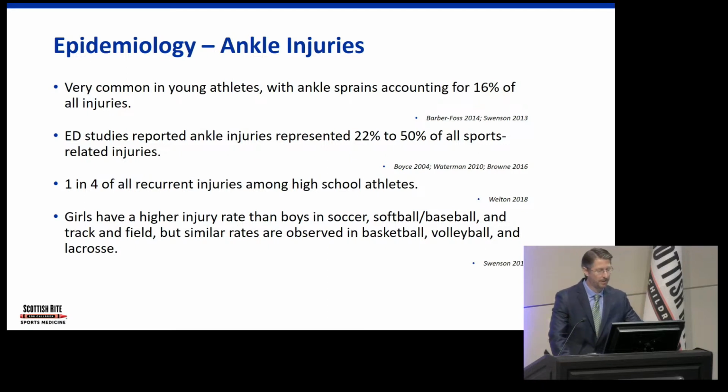We all know ankle injuries are common. We see them a lot, especially in young athletes. Ankle sprains are 16% of all injuries amongst young athletes. In the emergency department, ankle injuries represent between a quarter and half of all sports-related injuries presenting to the emergency department. Ankle injuries account for 1 in 4 of recurrent injuries among high school athletes. So you have it once, you may have more of them.